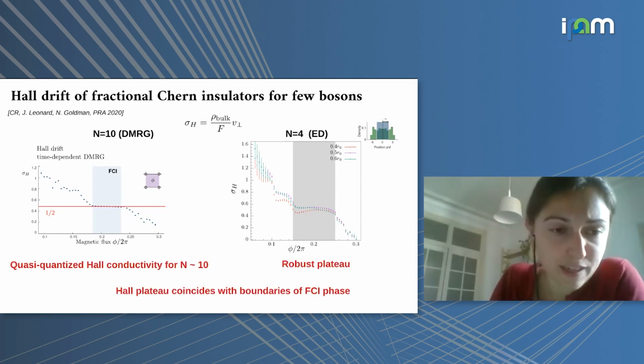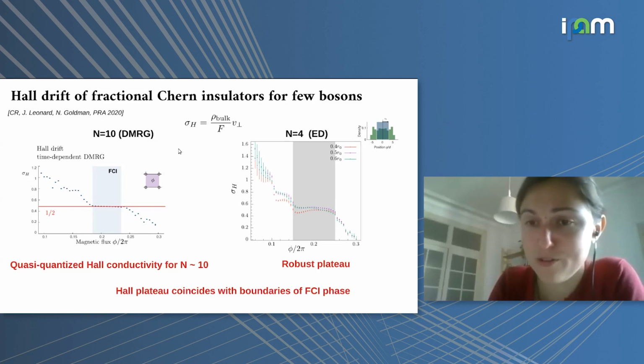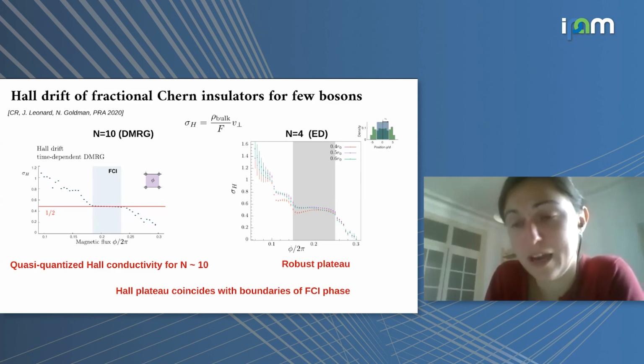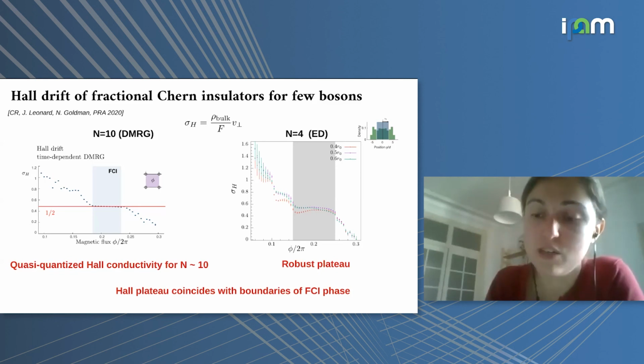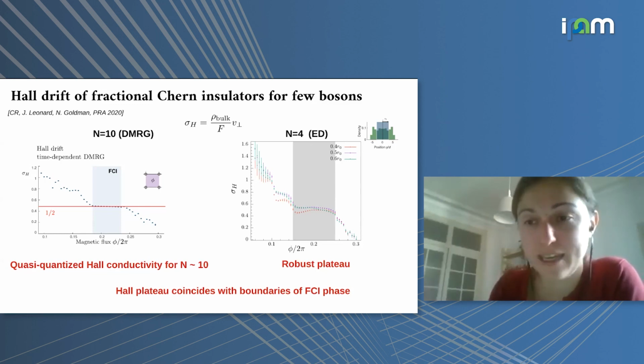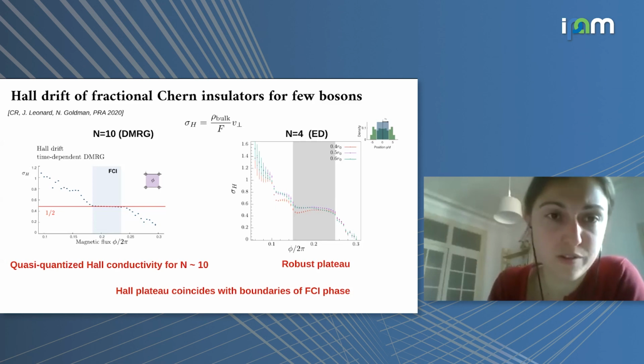Right, so I think I have already said this. We have this quasi-quantized Hall conductivity for 10 bosons. For fewer bosons, it doesn't work as well, but we already have some nice features of a plateau. And this plateau coincides with boundaries of the fractional insulator phase, as we can extract from other signatures that I didn't show in the talk.